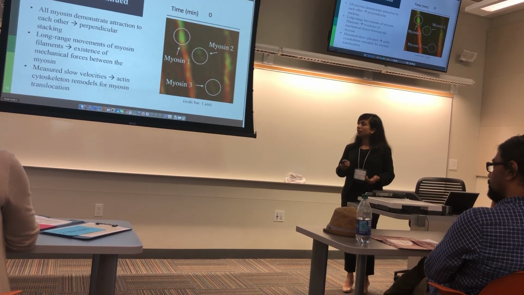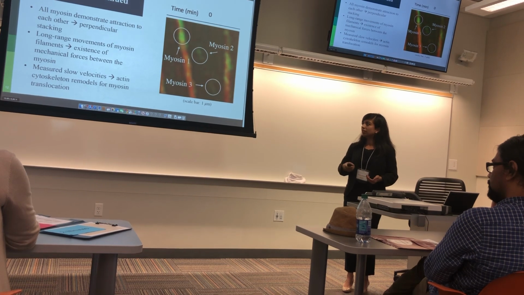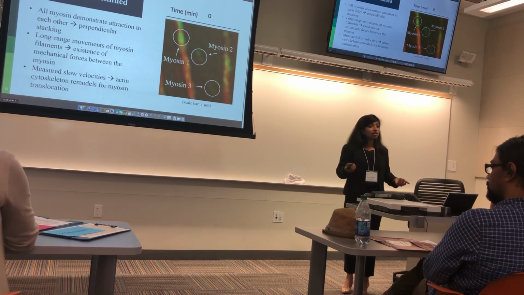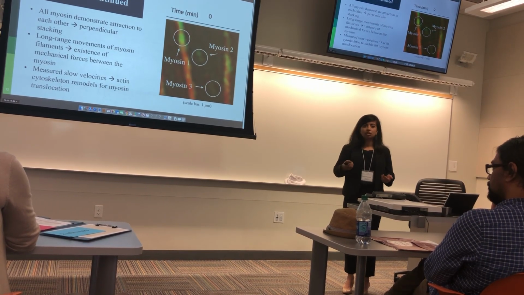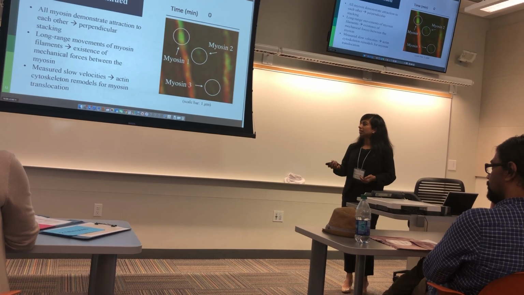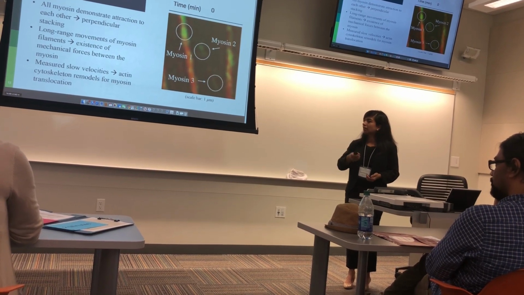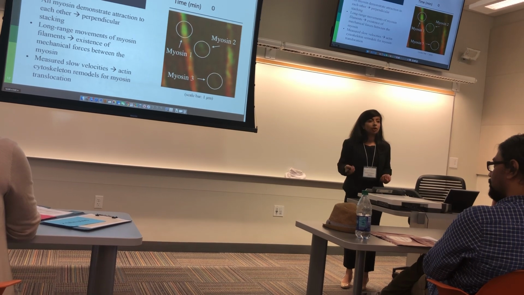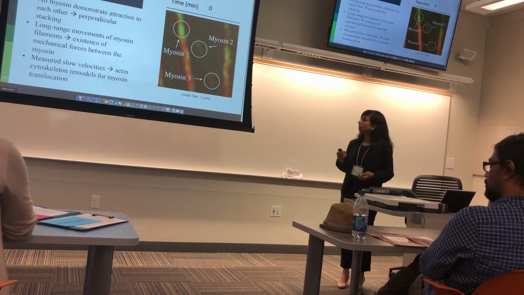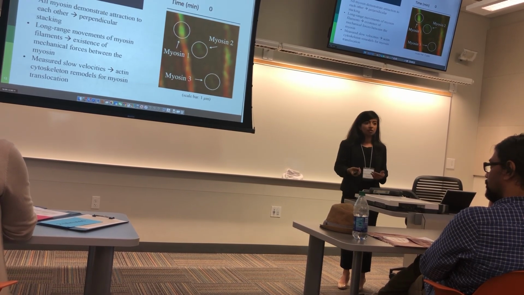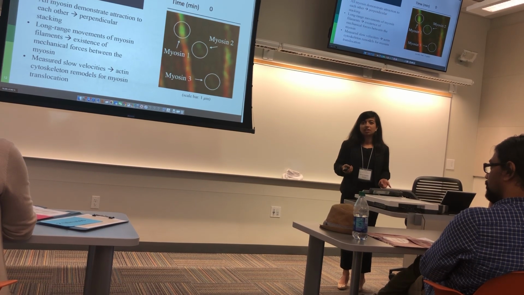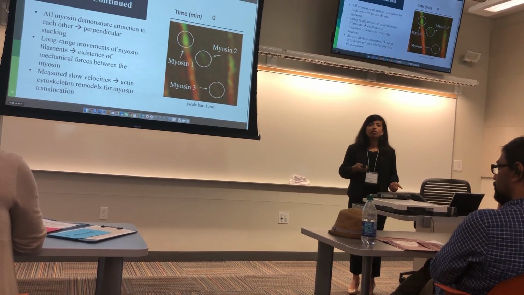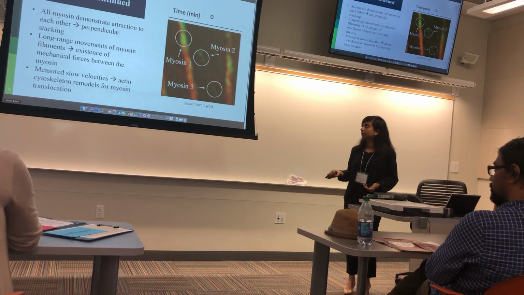To explain why we found such slow velocities, we believe it's due to the fact that actin, as I said earlier, is a fiber that's able to polymerize and depolymerize. Thus, in order for this myosin to translocate and move towards other myosin, it requires that the actin network, the actin cytoskeleton, has to remodel, and this is a time-consuming process. Thus, the speed that we found is far slower than if myosin had simply been walking.